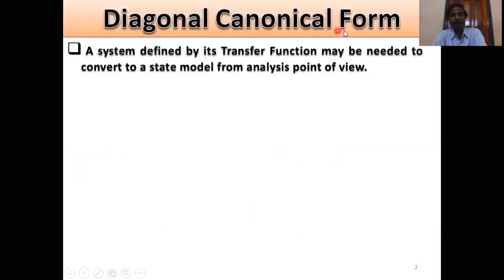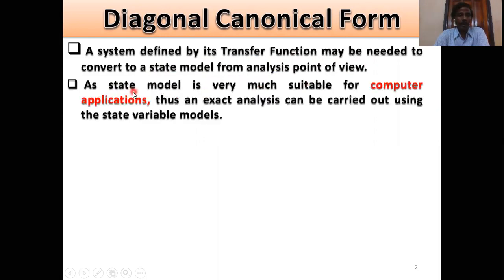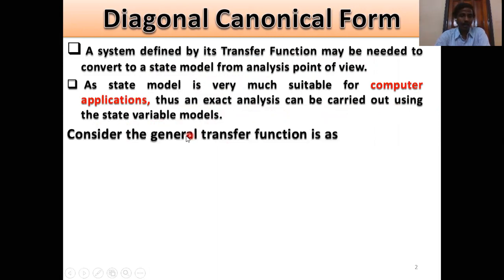So, diagonal canonical form. A system defined by its transfer function may need to be converted to a state model from the analysis point of view. A state model is very much suitable for computer applications. Thus, an exact analysis can be carried out using the state variable models.